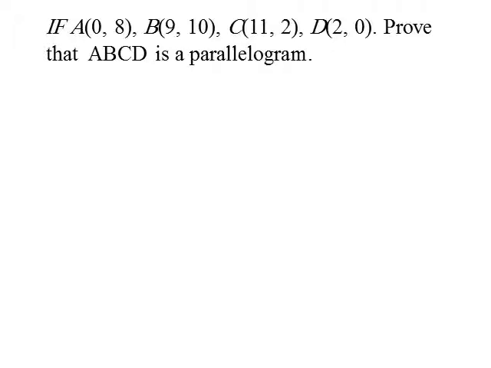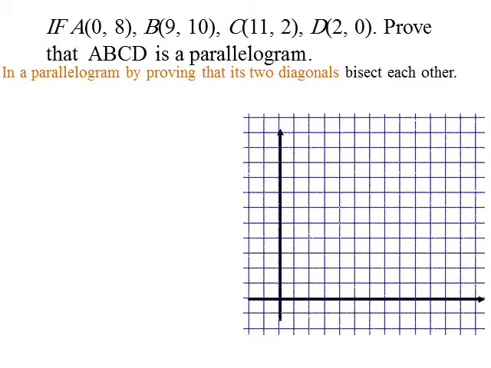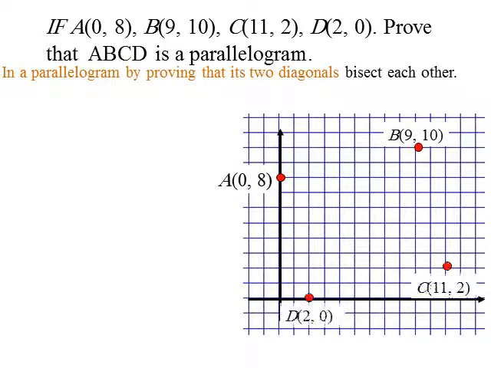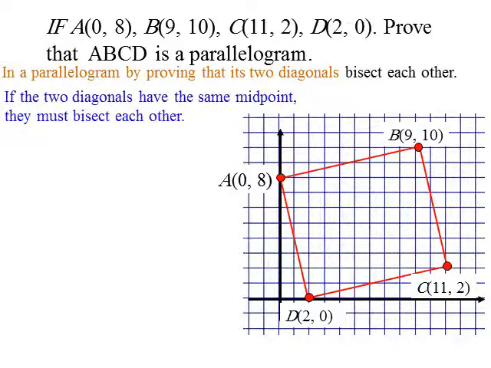If A equals (0, 8), B (9, 10), C equals (11, 2), D (2, 0). Prove that ABCD is a parallelogram. We know that in a parallelogram the diagonals bisect each other. What does it mean? If we have here A, B, C, D, and I'm going to join or complete the shape. What does it mean that the two diagonals bisect each other? That means the midpoint of the first diagonal, which is AC, equals the midpoint of the second diagonal, which is BD.